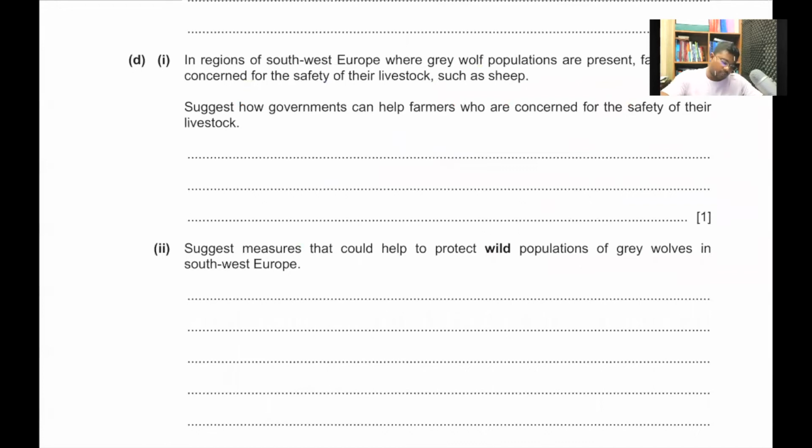Moving to question D, part 1. In regions of Southwest Europe where gray wolf populations are present, farmers are concerned for the safety of their livestock such as sheep. Suggest how governments can help farmers who are concerned for the safety of their livestock. Well, government can provide a compensation scheme for the loss of the livestock that the farmer might experience.